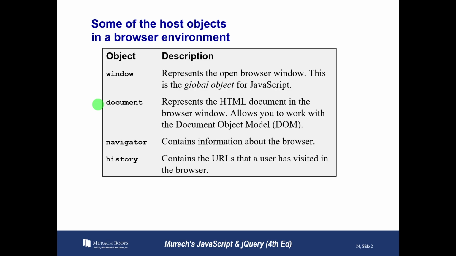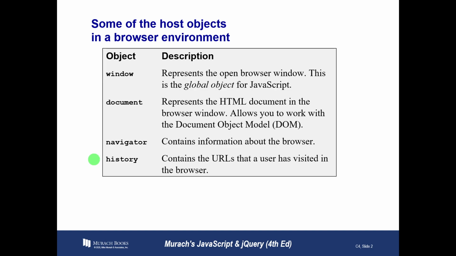We can break it down. The document object lets us work with the document object model, which is a very powerful tool, and it's really the whole reason JavaScript was designed, to work with documents. Some other host objects that we'll work with are the navigator object, which we can look at to help control navigation with JavaScript, and history. We can look at the history object, so we can look at the URLs that the user has visited in their web browser.